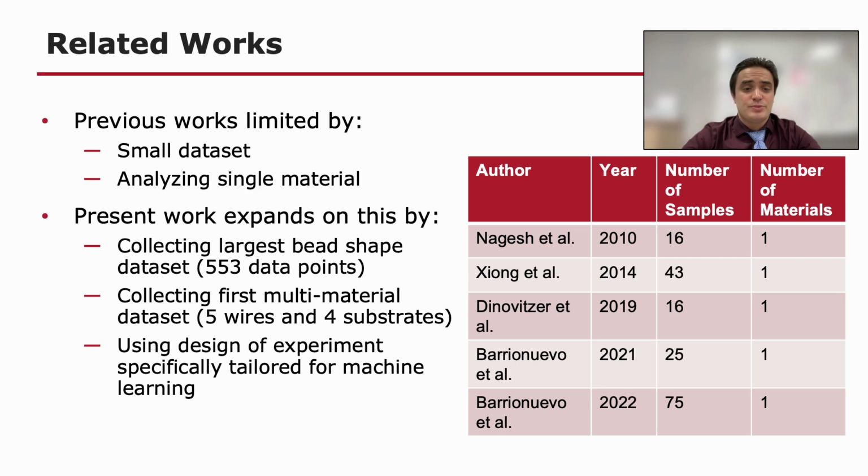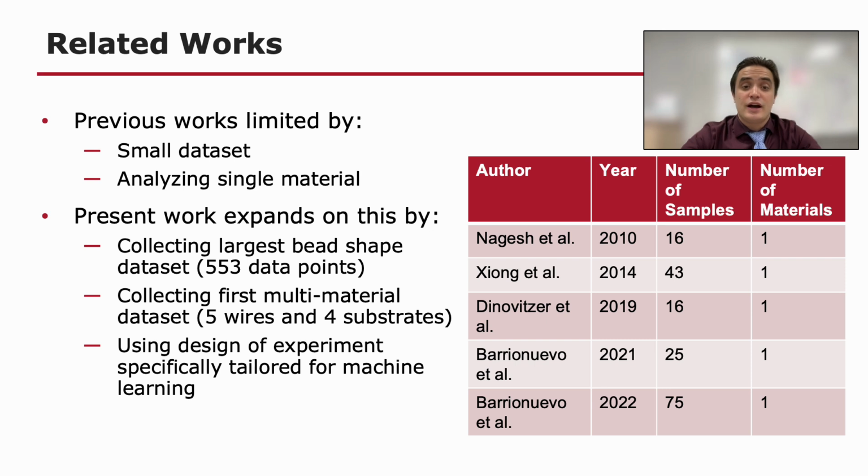Past work has utilized machine learning to support the optimization of processing parameters with respect to bead shape. However, these studies were limited by the size of their data, often having between 16 and 75 samples. Additionally, these studies only evaluated conditions for a single material, which makes it difficult to apply to others. For my research, we sought to expand on previous studies with a more data-driven approach by collecting the largest and first multi-material dataset relating processing parameters to bead shape.